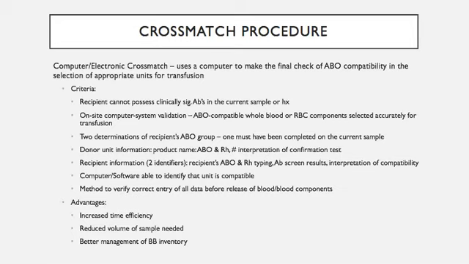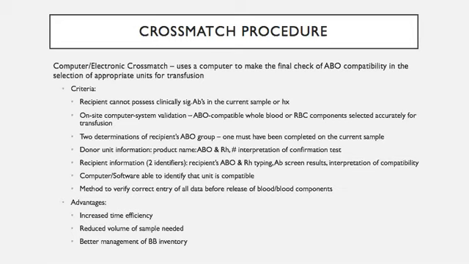The donor unit information has to have the product name. So is it red cells? Is it fresh frozen plasma? Is it cryoprecipitate? It has to have that product name identified on it. It has to have the ABO and RH identified on the label, the number, and the interpretation of the confirmation test. For the recipient information, we have to have 2 identifiers. The recipient's ABO and RH typing has to have been done, antibody screen results, and then the interpretation of the compatibility of the patient with the donor.